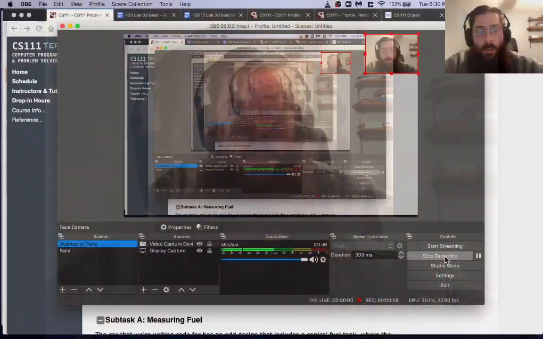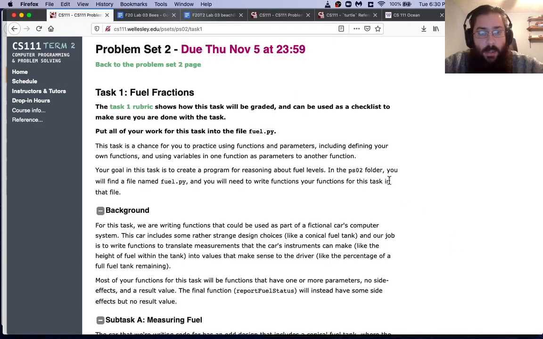Hello, this is my recording for problem set 2 task 1. For the task description, I'm going to go ahead and show it as I read through it. So this task is about computing the amount of fuel that's left in a car and reporting that in text.